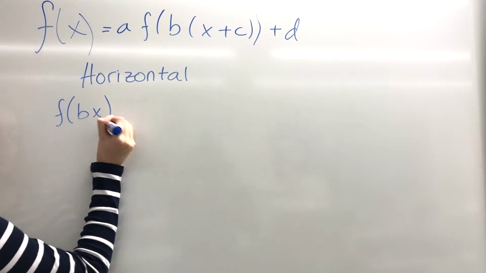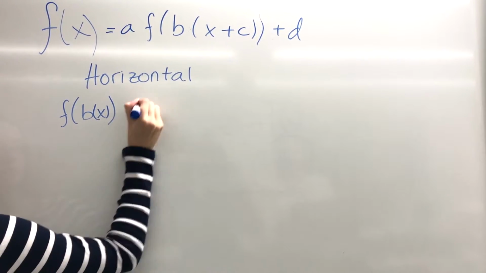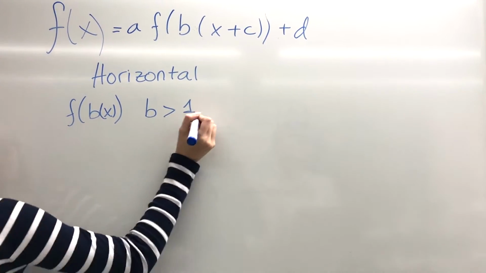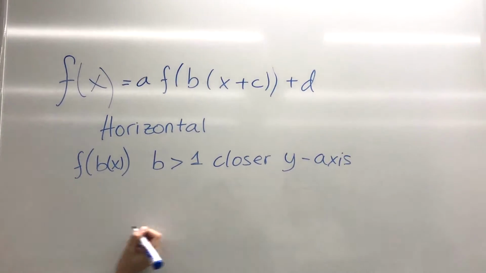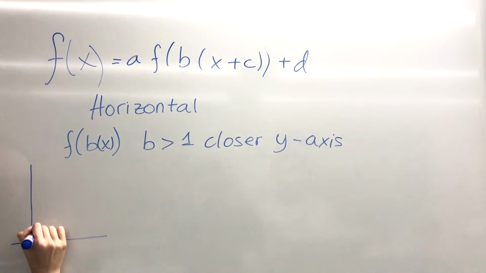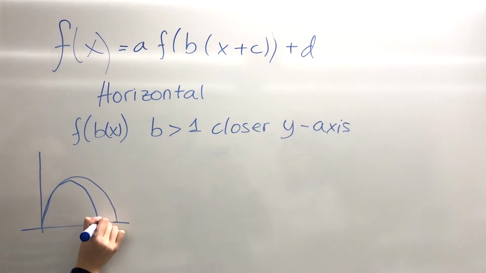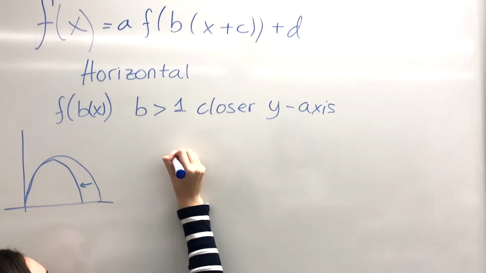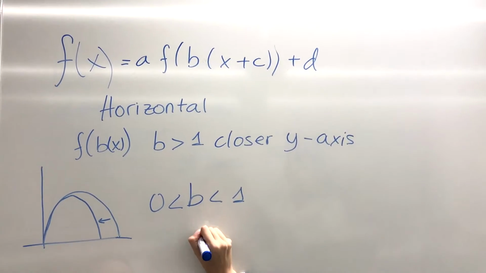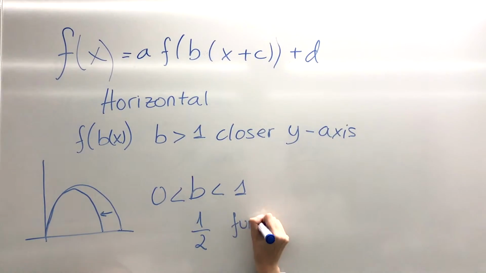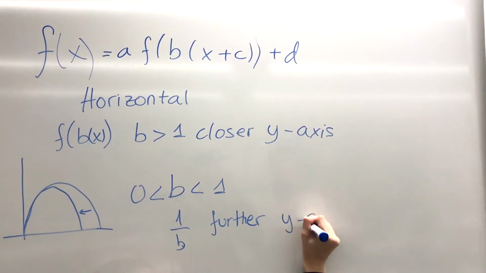Horizontal shrink is considered when x values of f of x are multiplied by b or a reciprocal of b in f of b times x. If b is greater than 1, then values of f of x are moved closer to the y-axis. If b is between 0 and 1, then x values of f of x are multiplied by a reciprocal of b and are moved further away from the y-axis.